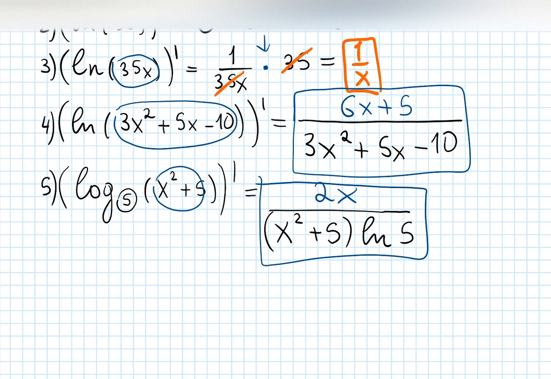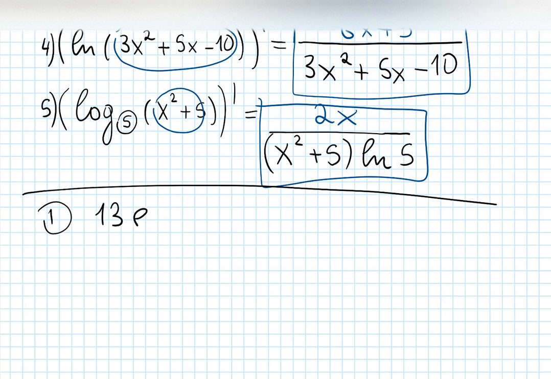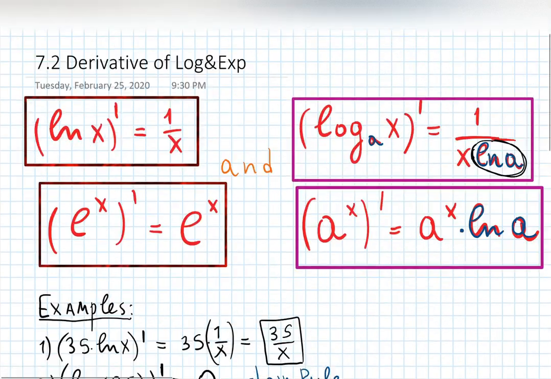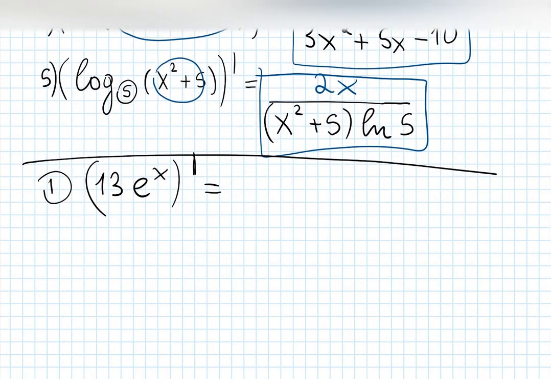Exponential functions. Example 1. Same idea, but it's actually even more fun. What is the derivative of 13 e to the x? If the derivative of e to the x is e to the x, it's still 13 e to the x.